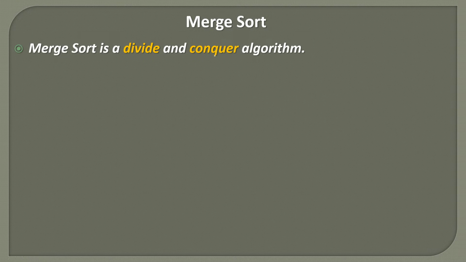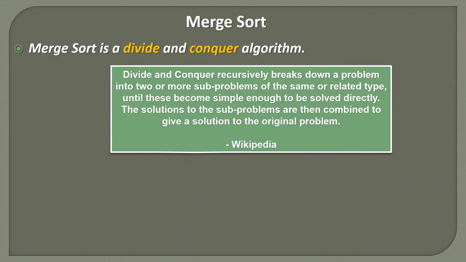So what is merge sort? Here you can see that merge sort is a divide and conquer algorithm. Divide and conquer is a very widely used algorithm to solve problems. Now as per Wikipedia, divide and conquer recursively breaks down a problem into two or more subproblems of the same or related type until these become simple enough to be solved directly.